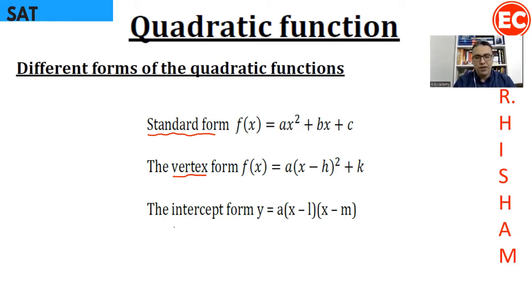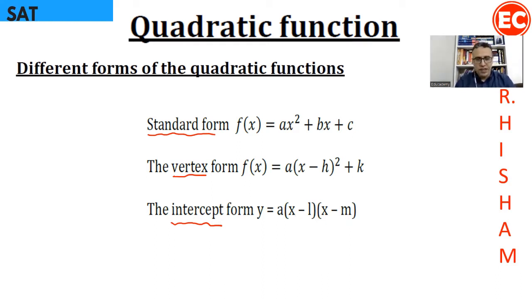So I have three forms, and it's very important to understand the difference between these three forms. Again, the first one is the standard form, ax squared plus bx plus c. The second is called the vertex form, and why is that? Because it gives me the vertex. And the third one is the x-intercept form, or we call it the intercept form, and its form is a times x minus m times x minus n.